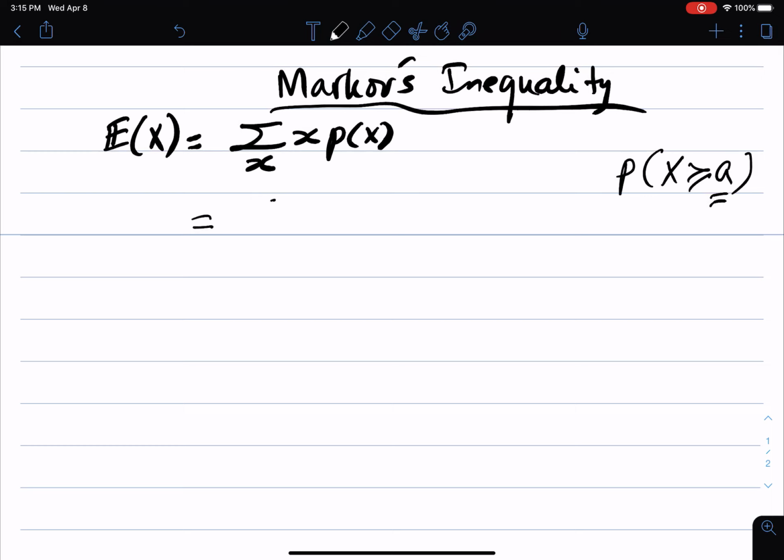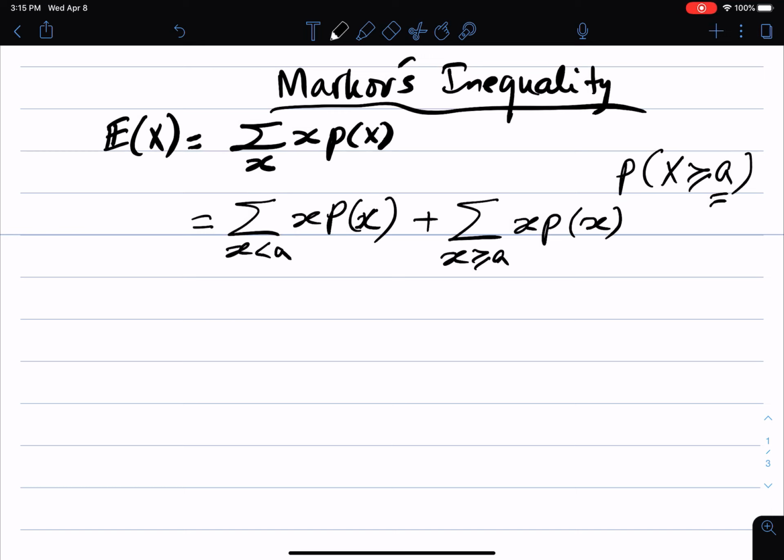Okay, and given that I'm interested in a, now I can split this sum into two summations here. I can look at all the x's that are smaller than a, x p of x, and I can look at all the x's that are greater than or equal to a, x p of x. Notice that I haven't really done anything fancy here. The first line here says sum over all x's. If we sum over all x's, I divide it into two cases. I'm summing over all the x's that are smaller than a, and all the x's that are greater than or equal to a.